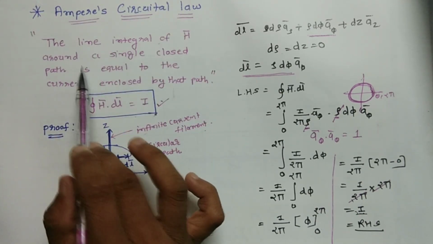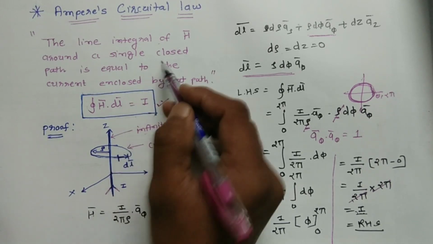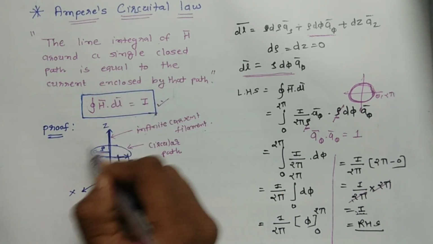The line integral of H bar around a single closed path is equal to the current enclosed by that path.